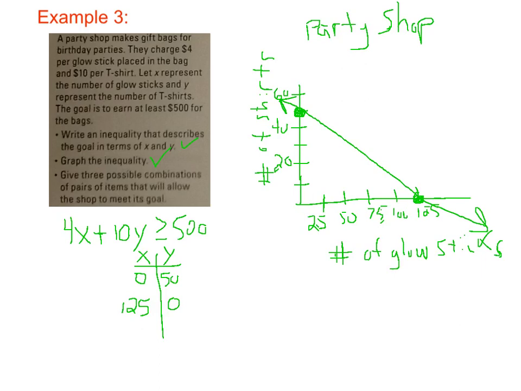We want to give 3 possible combination pairs of items that will allow this to work. Well, there's 2 of them right here. 0 glow sticks and 50 shirts, 125 glow sticks and 0 shirts. So there's 1. Here's 2. You want to pick which way it's going to shade. So let's test out the point, say 50, 60. I want to see if that's going to be true. So I plug in 50 for x and 60 for y.